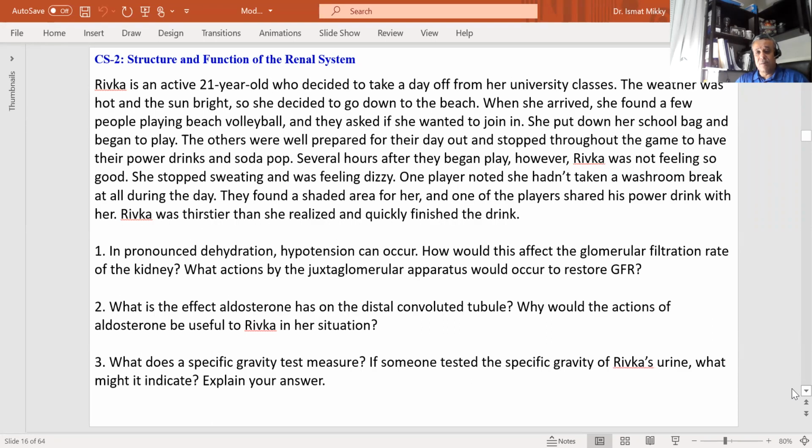The next slide, or case study, is about the structure and function of the renal system, and also a patient with dehydration. The first question: in pronounced dehydration, hypotension can occur. How would this affect the glomerular filtration rate, the GFR of the kidney? And what actions by the juxtaglomerular apparatus would occur to restore the GFR? Now, the GFR would decrease with a decline in blood pressure.